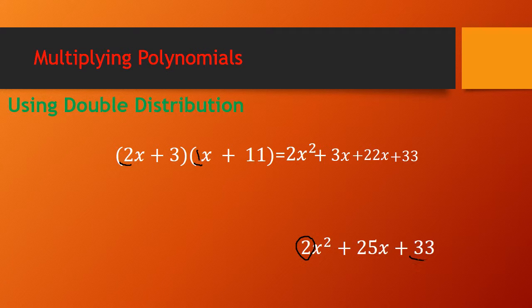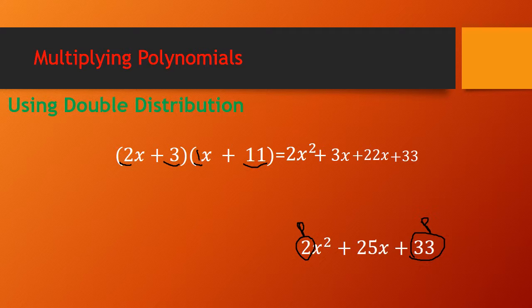The last number in the trinomial, which is 33, is basically the product of the last numbers in the binomials. 3 times 11 is 33. So the final number in the trinomial is the product of the final numbers in the binomials, and the first number in the trinomial is the product of the first numbers in the binomials.